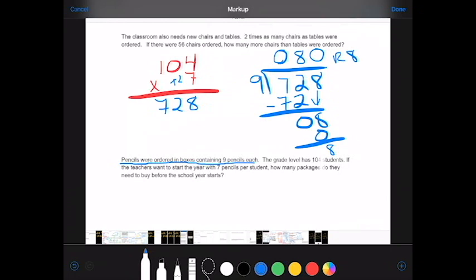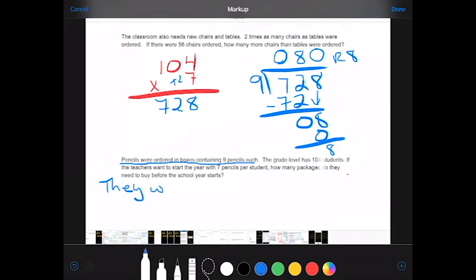So how many boxes will I have to order? If 80 won't work, how many boxes will I need to order? Yeah, I'll have to order 81 so I can take care of that extra kid, right? Right, and it says, how many packages do they need to buy before the school year starts? So, word problem, word answer.